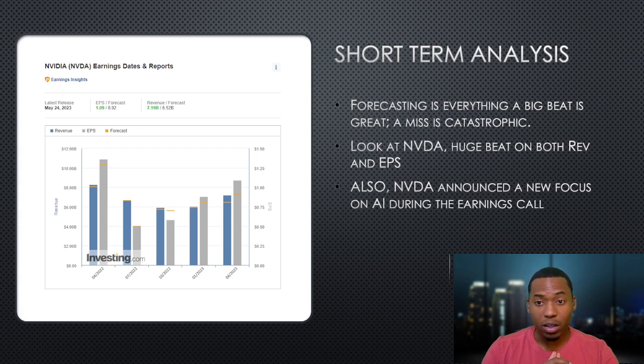If we look at NVIDIA, in this case, we had a huge beat, not just on revenue, but on earnings per share as well. Also, those announcements, that guidance played a really big role because Nvidia announced a new focus on AI during their earnings call, making their stock go absolutely ballistic.